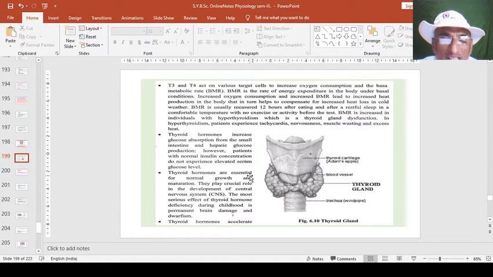Thyroid hormones are essential for normal growth and maturation. They play a crucial role in the development of the central nervous system. So the thyroid gland is responsible for the development of the central nervous system. Once your central nervous system is working normally, your thyroid gland is functioning properly. The most serious effect of thyroid hormone deficiency during childhood is permanent brain damage and dwarfism.